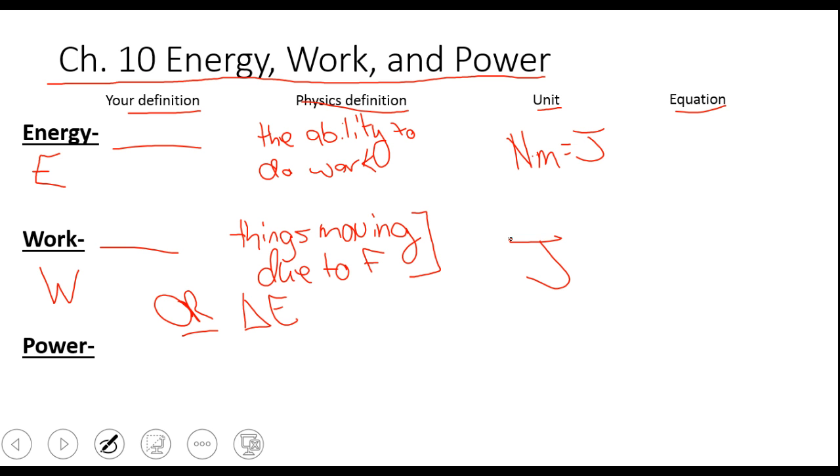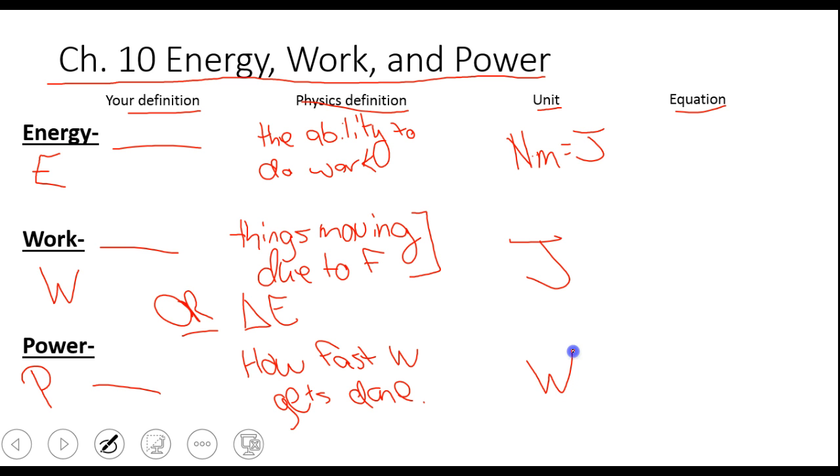And then power is how fast work gets done. We represent that with a P. And I'm going to say the physics definition is how fast work gets done. And the kind of complicated part here is that the unit for power is the watt, which we represent with a W. And so the only reason that's complicated is I'm using W for work and W for watt. And so you need to be able to keep those things straight and figure out what we're talking about. So just pay attention in the lecture.